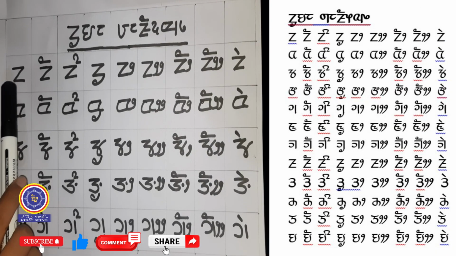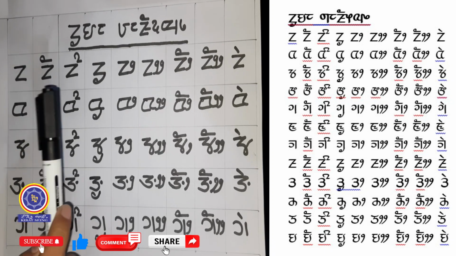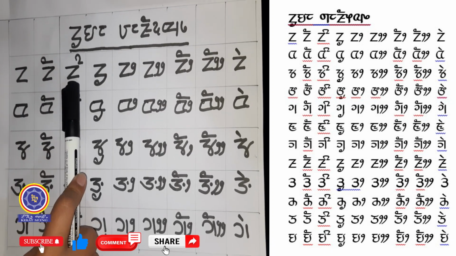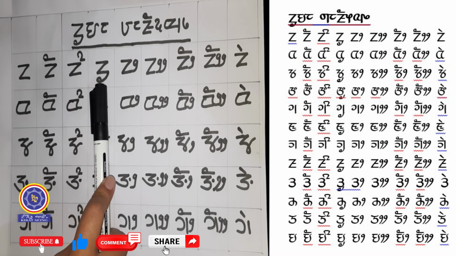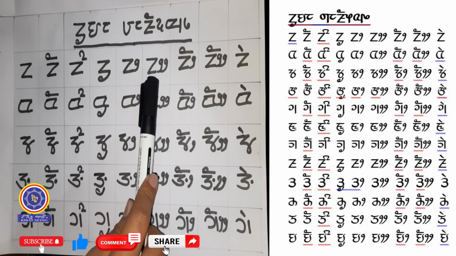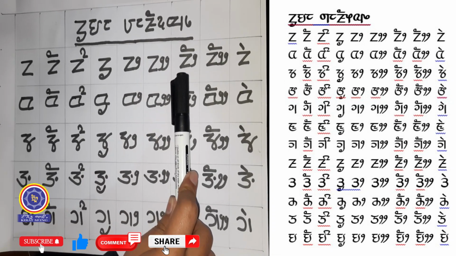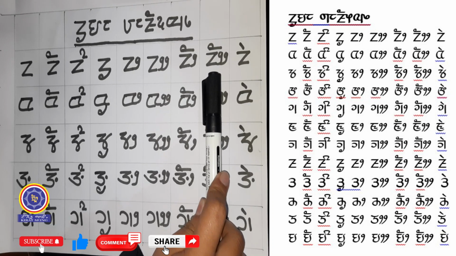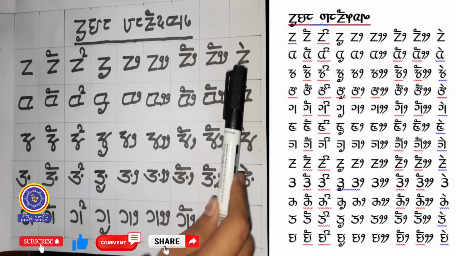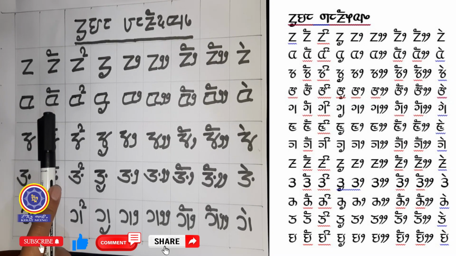Ga ga amma ga. Ga iksu gi. Ga uksu gu. Ga etu ge. Ga inu gai. Ga tumbo go. Ga tumau gau. Ga peta ge.